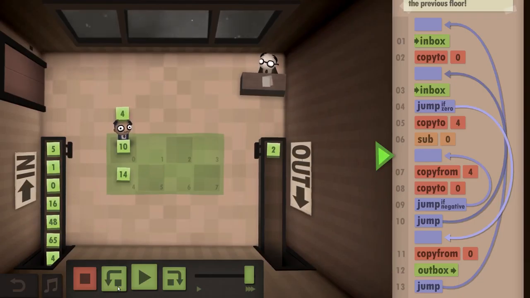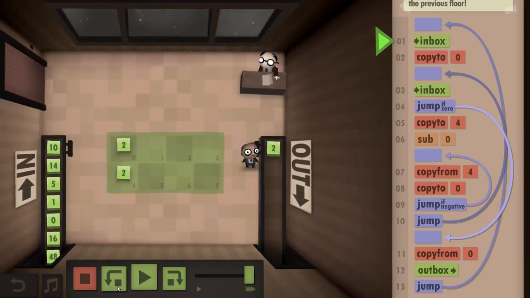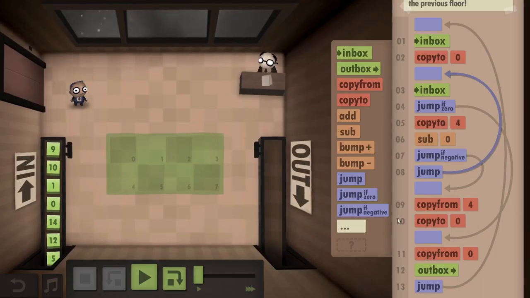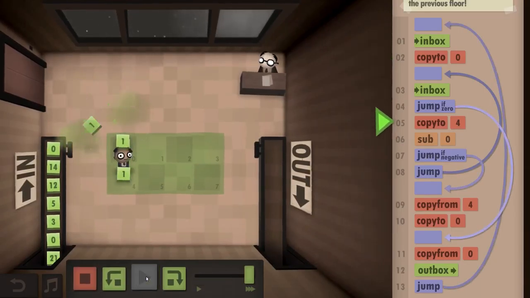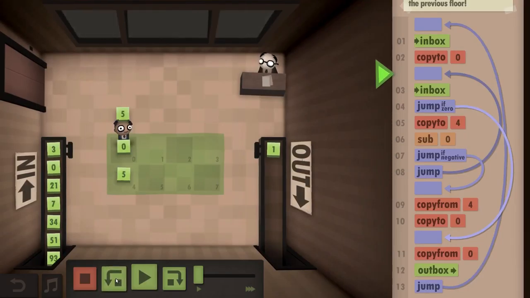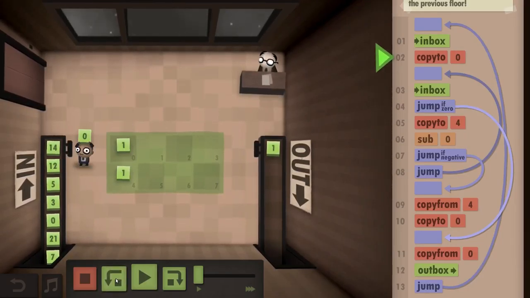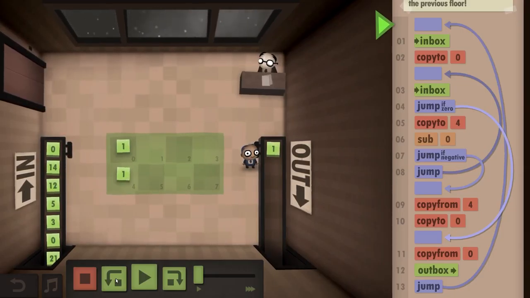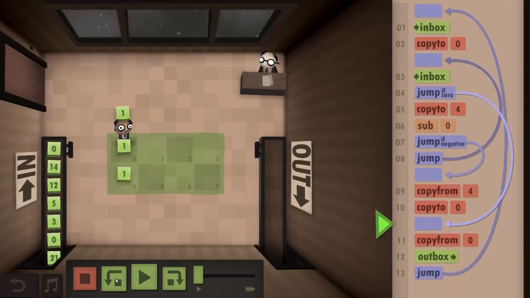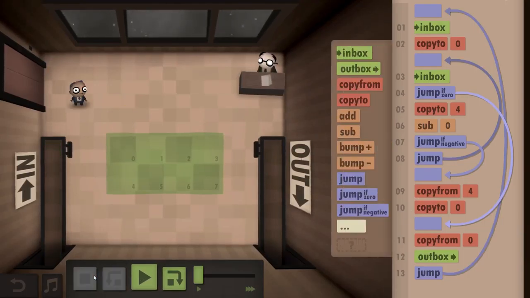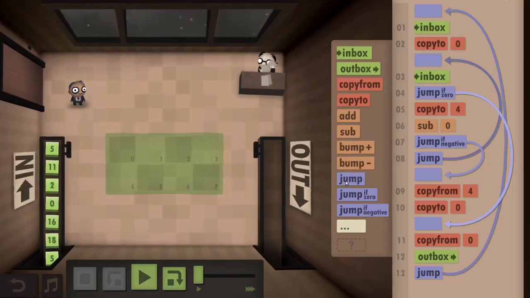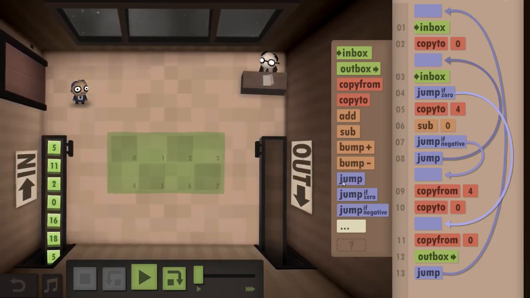Should have saved the 10. We got lucky there. Why didn't it save the 10? Looked like this. The zero was the problem. It saved the zero. Oh, because it was just lucky.